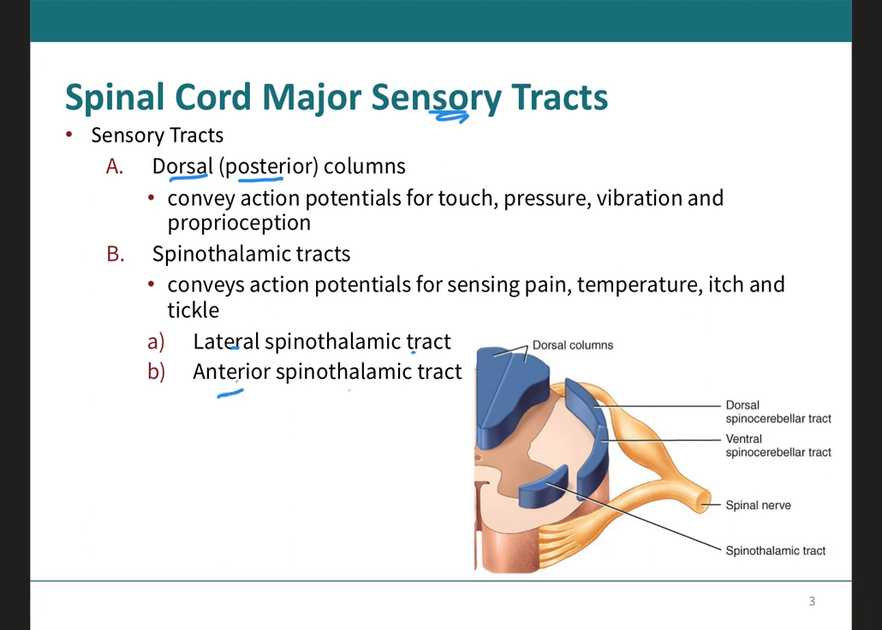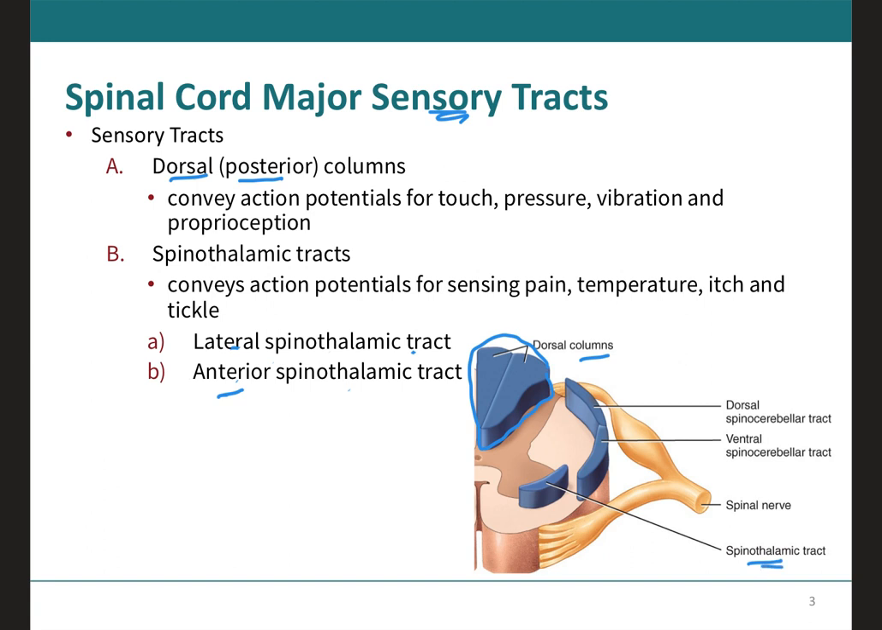Therefore, action potentials from sensory receptors will propagate up the spinal cord to the brain along two main routes on each side, the dorsal columns and the spinothalamic tract. The dorsal columns, which can also be called posterior columns, are tracts or pathways that will convey the action potential for touch, for example, pressure, vibration, and also proprioception. Remember that proprioception is basically the awareness of the positions and the movements of muscles, tendons, and joints. So it basically tells you where you are in space and time.